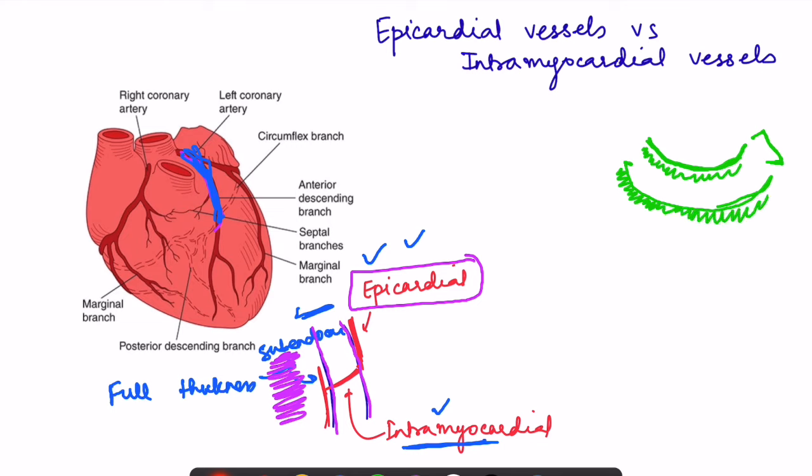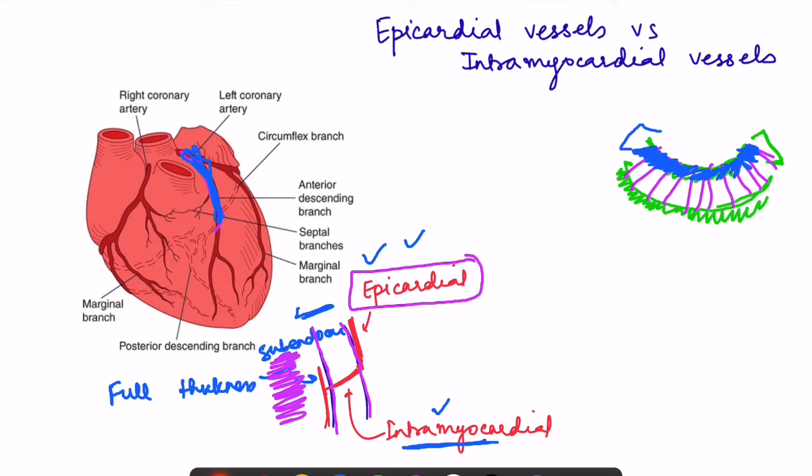Okay, so when the infarct occurs in this full region, that is known as the transmural infarct or full thickness infarct, and generally it occurs if epicardial vessels are involved. On the other hand, if only this area is involved, generally like 1/3 thickness of the myocardial wall, then it is known as the subendocardial infarct.